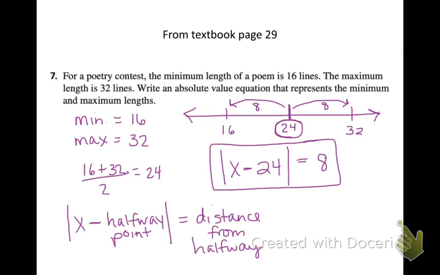If we wanted to solve it, we would substitute in 16 as my minimum. So 16 minus 24 should give me a value of negative 8, and the absolute value of negative 8 equals 8, so that checks. And 32 minus 24 should give me a value of positive 8, which the absolute value is also 8. So you're going to be asked to write some of these absolute value equations from a minimum and a maximum. So you may want to copy this down. And that concludes our notes for the day.